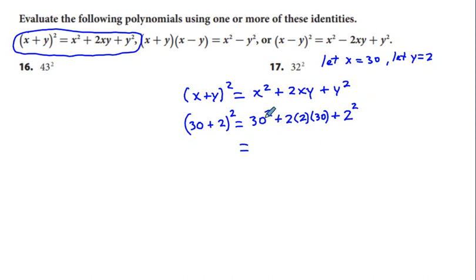And this is going to be equal to 30 squared is 900. And 2 times 2 times 30, well, that's going to be 4 times 30. So that's going to be plus 120. And then 2 squared is 4. So we're going to have 900 plus 120. That's going to be 1020. And 1020 plus 4 is going to be 1024. So that is going to be our answer, our evaluation using this identity.